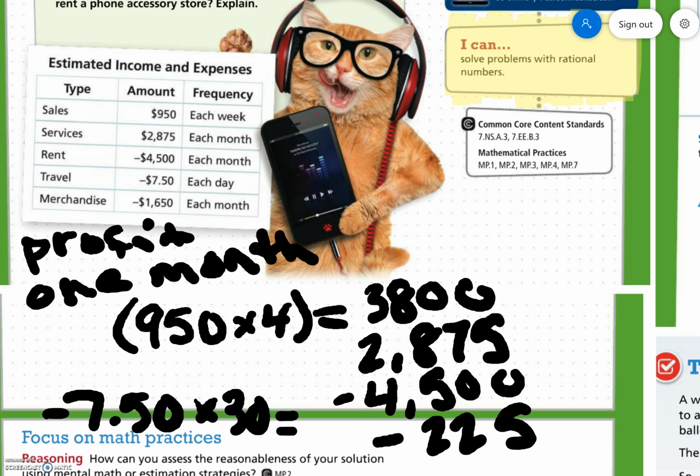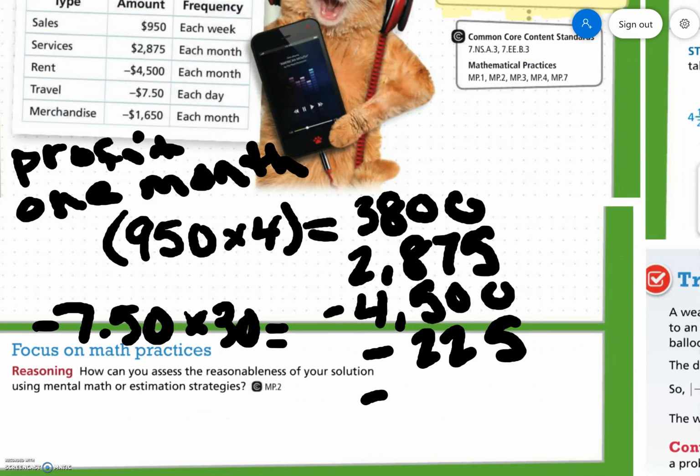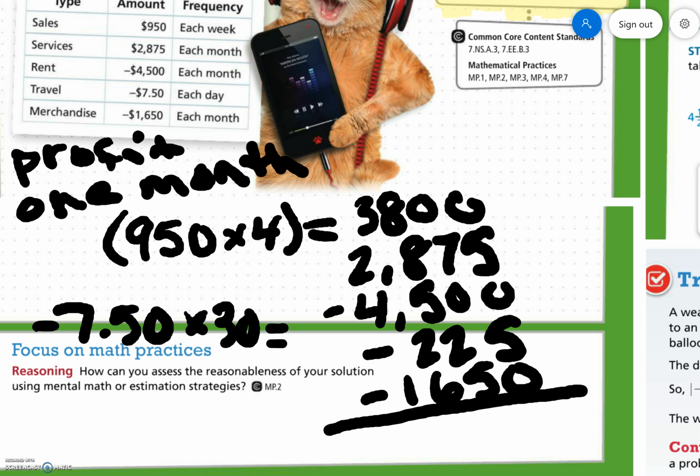And then he also pays negative $1,650 each month. So I'm going to add up these all together. So 3,800 plus 2,875 minus 4,500 minus 225 minus 1,650. We're left with $300.